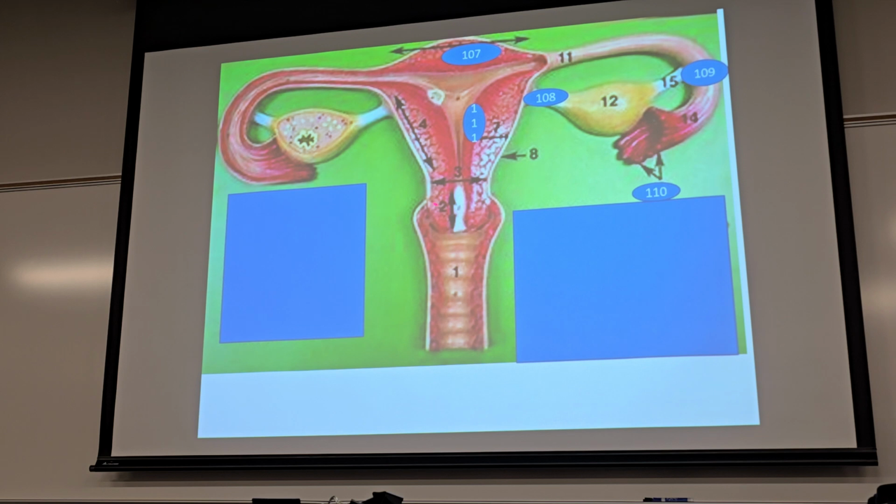What about number 2 here? Cervix. What about this right here? Vaginal canal. Okay. And number 12? Ovary. Now, isthmus, don't worry about isthmus, because there are too many isthmus on this thing, okay? So 15 would be the suspensory ligament? Yeah, suspensory.